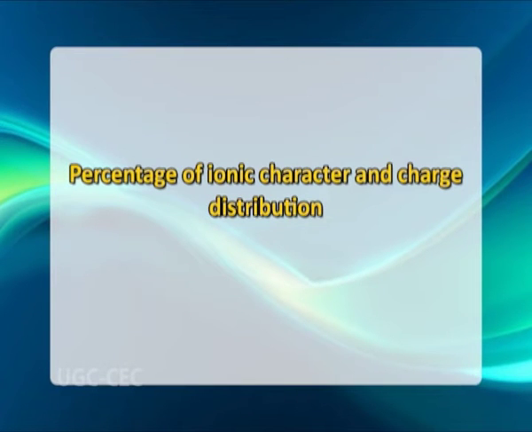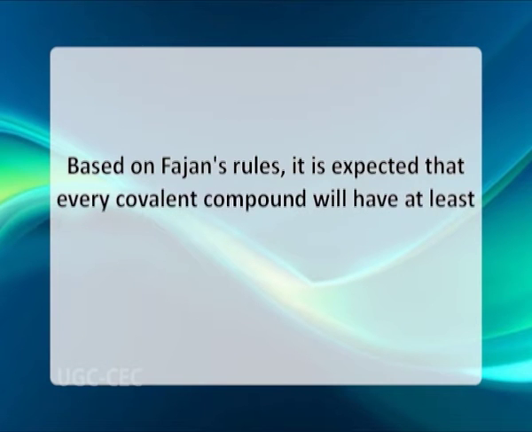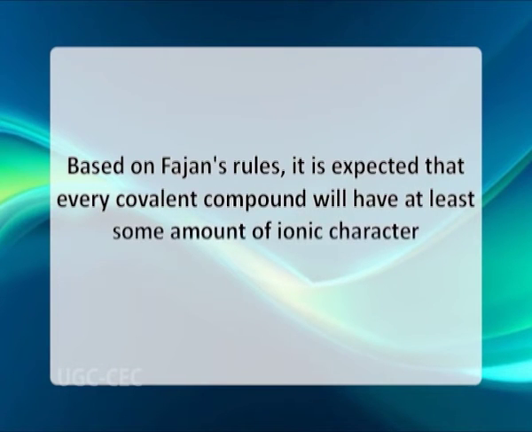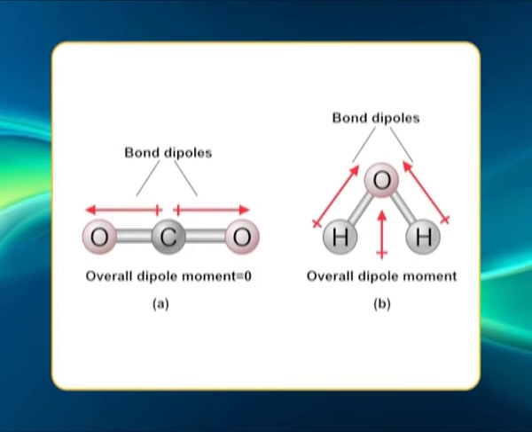Calculation of percentage ionic character and charge distribution. Based on Fajan's rules, it is expected that every covalent compound will have at least some amount of ionic character. The percentage of ionic character in a compound can be estimated from dipole moments. The bond dipole moment uses the idea of electric dipole moment to measure the polarity of a chemical bond within a molecule.